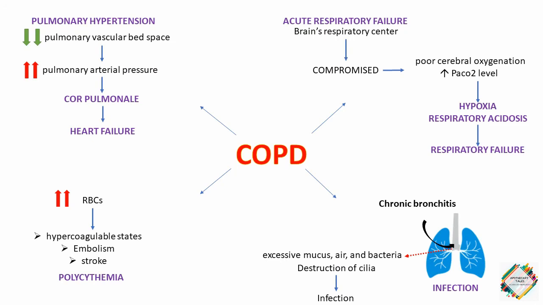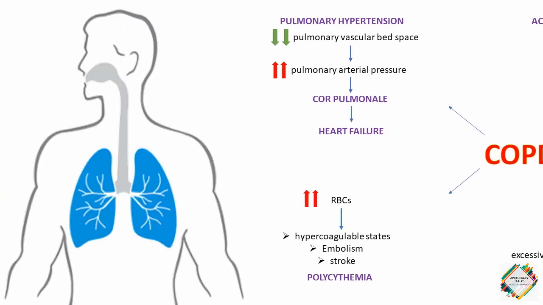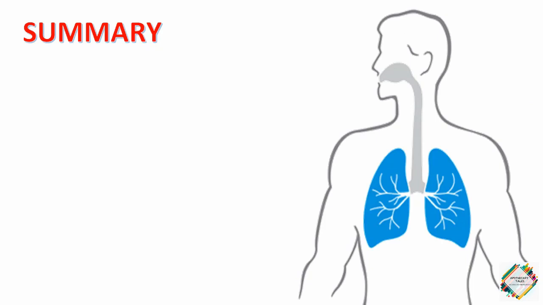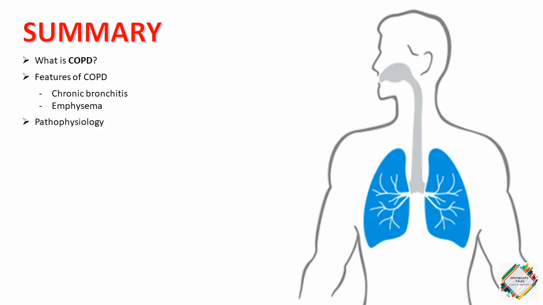So that is all about the basic introduction regarding COPD. So now let's just summarize. In this video we have learned about what is COPD, features of COPD such as chronic bronchitis and emphysema, then pathophysiology, difference between chronic bronchitis and emphysema, and last we talked about the complications of COPD.